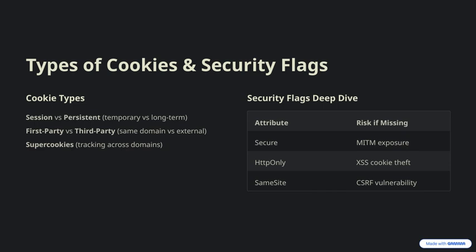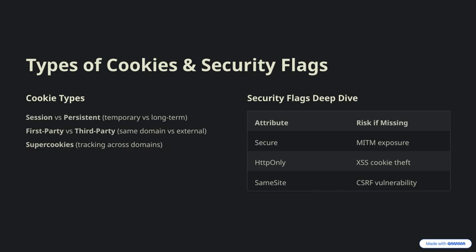First-party cookies are set by the website you're visiting directly, making them more trustworthy. Third-party cookies come from external sources, like advertisers, and can be used to track you across multiple sites. Speaking of tracking, supercookies are an advanced type. They can track users across different domains, making them a significant privacy concern.